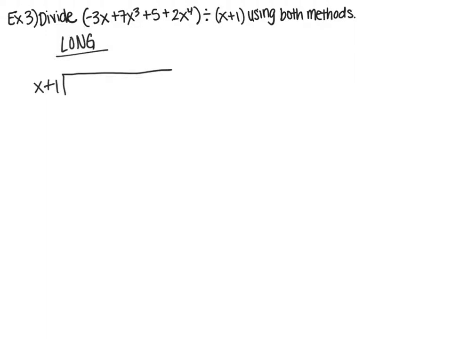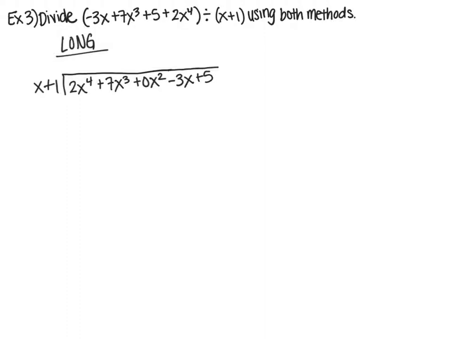And as the dividend, we need to make sure we put that in descending order. Therefore, that is going to leave us with 2x to the fourth plus 7x cubed. We do not have an x squared term, so 0x squared. And then that will go to negative 3x plus 5.